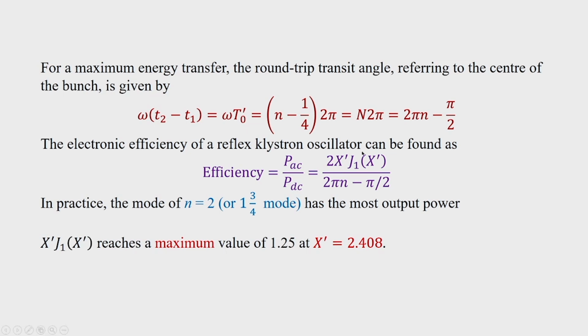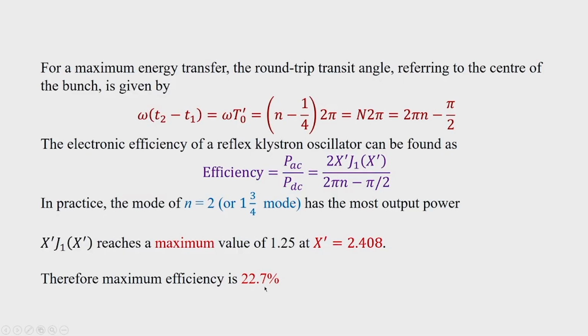we also find that this quantity x dash J 1 (x dash) reaches its maximum value of 1.25 at x dash equal to 2.408, and once we substitute n equal to 2 here, x dash J 1 (x dash) equal to 1.25, then we get the maximum efficiency to be 22.7%. In the beginning of this discussion, we have mentioned that reflex Klystron has efficiency ranging between 20 to 30%. So, we get a value of 22.7%.